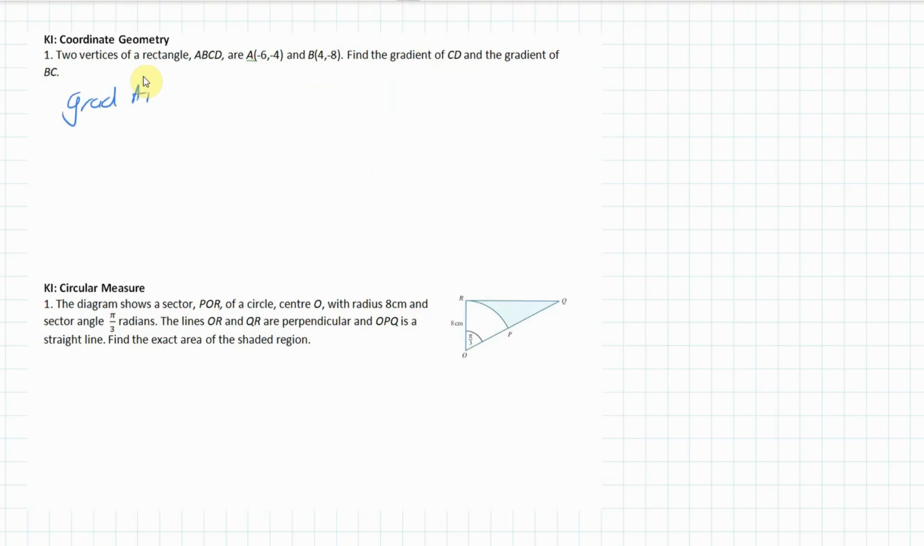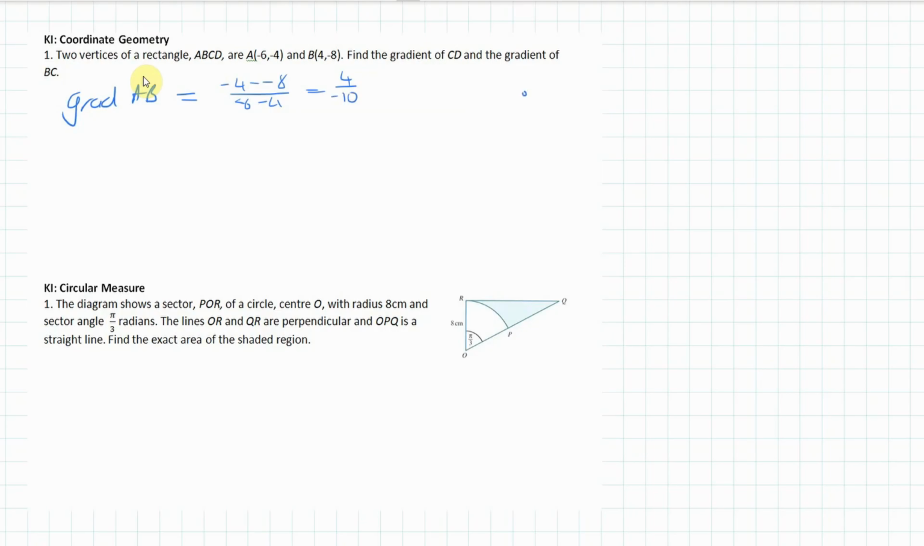Gradient AB equals change in y over change in x, so minus 4 minus minus 8 over minus 6 minus 4 is equal to 4 over 10, negative 10 or negative 4 tenths.